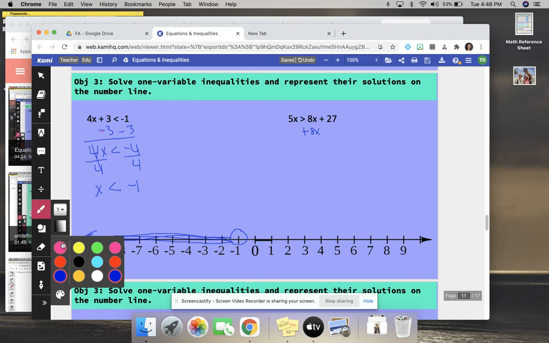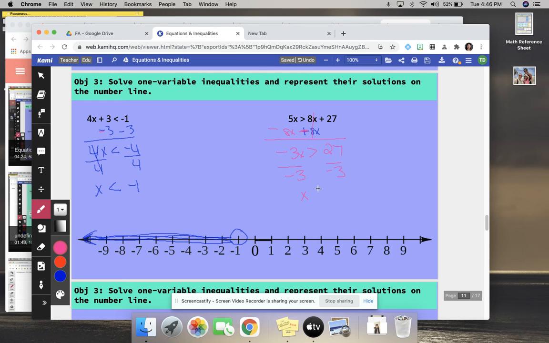The next one here, we're going to add 8x. No, we're not adding. Sorry. We are subtracting 8x on both sides because that was already a positive, so we need to subtract. That gets rid of it. And we're left with negative 3x is greater than 27. Now we're going to divide by negative 3 to get x by itself.